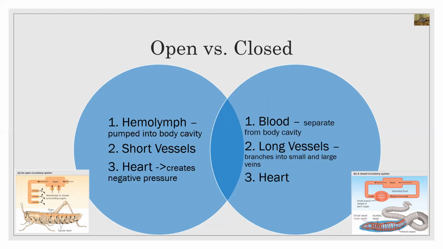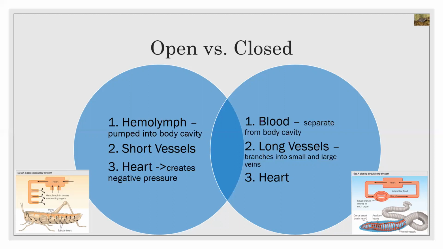So the second thing that is unique to open systems is that they have short vessels, just because, right, the hemolymph is going into the heart, pumped back out, and just basically dumped into the tissue, right? There's not too much need to have long vessels. And so the third thing is that the heart pumps and creates a negative pressure, which will pull the hemolymph back into the heart.